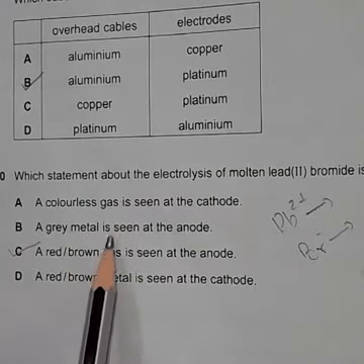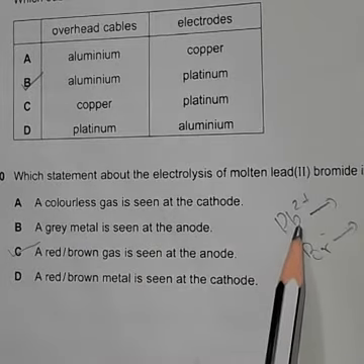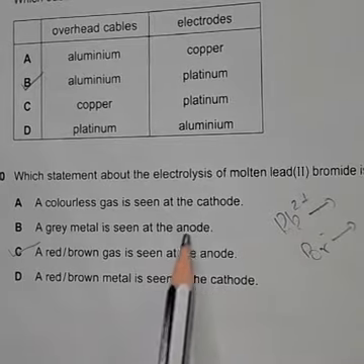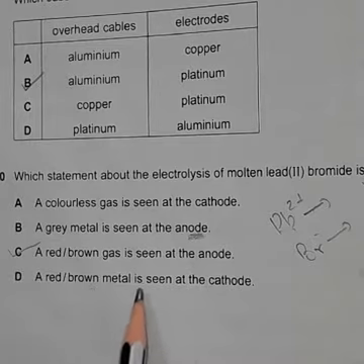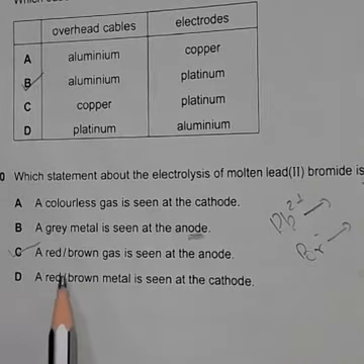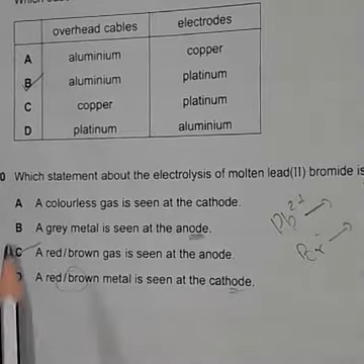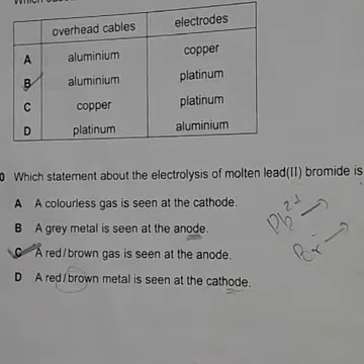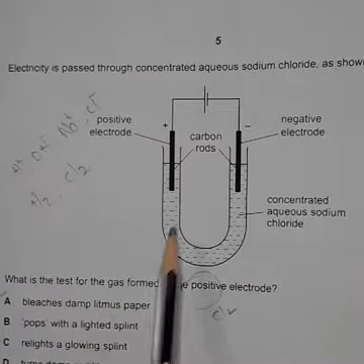Gray metal seen at the anode? Here shiny metal or gray metal will be at the cathode, not at the anode, so it is wrong. Red-brown gas formed at the cathode? The red-brown gas will not be at the cathode, it will be at the anode. So the correct answer is red-brown gas formed at the anode. Clear?